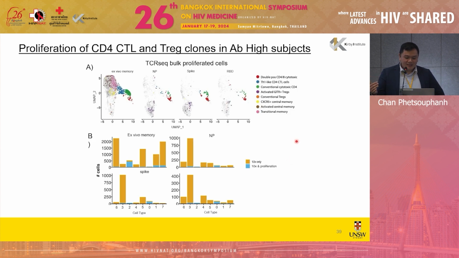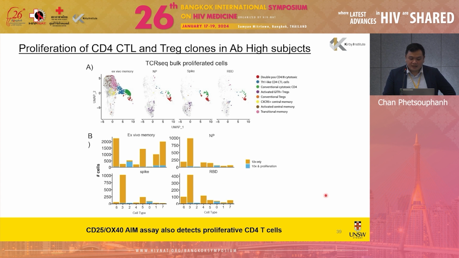And then when we got the TCR sequences from the proliferating cells, we overlaid this onto the UMAP from the AIM assay. And what we showed was the proliferating clones were actually majority cytotoxic, with some CXCR5 central memory and Tregs for nucleocapsid, spike, and RBD. So contrary to a lot of literature, Tregs do proliferate, and cytotoxic CD4 T cells are there and mounting an immune response.